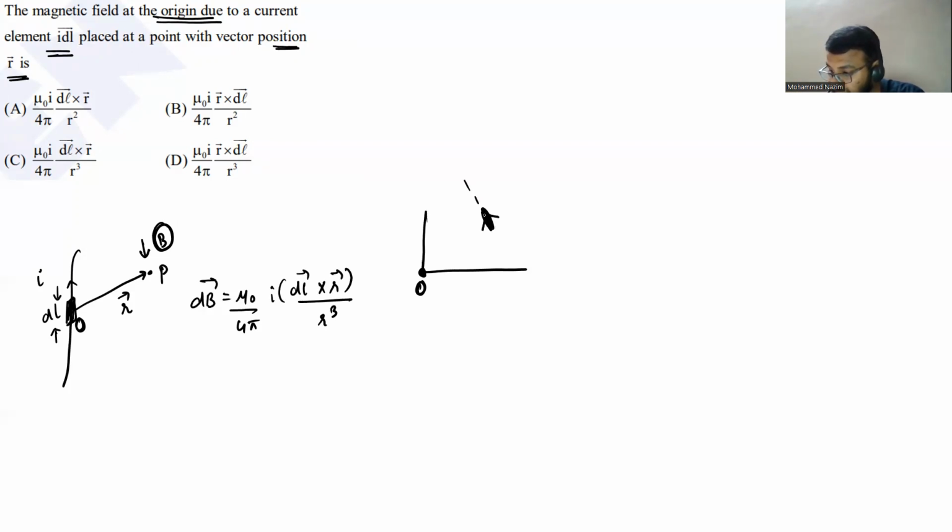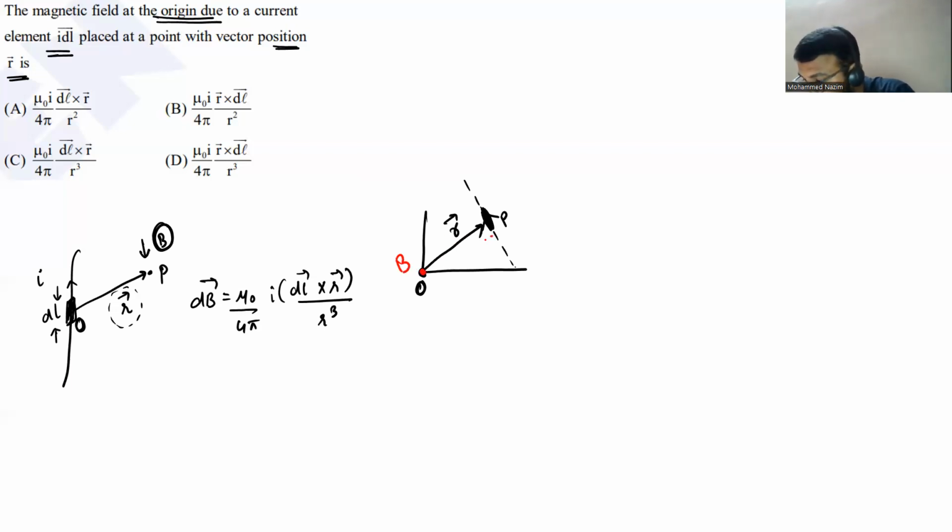We can consider this as the current element, and the position vector of the current element is given as r vector, isn't it? You know the meaning of position vector, a vector directed from origin to that point P. So the position vector of the current element, that is a vector directed from origin to P, is given as r vector. But we are required to calculate the magnetic field at the origin. So here, if you understand what this R vector is, it is from the current element to P, where we are calculating the magnetic field. But here, the current element is here, and the point where we have to calculate the magnetic field is here.